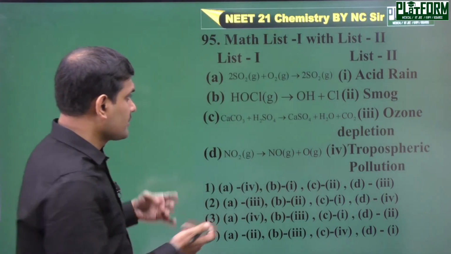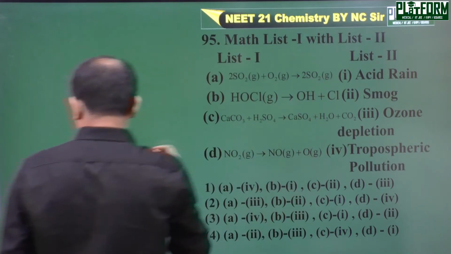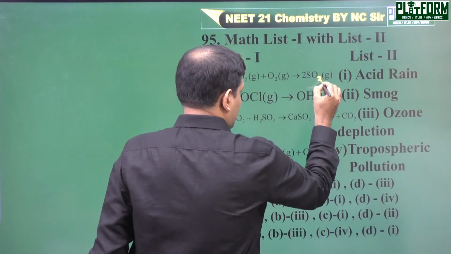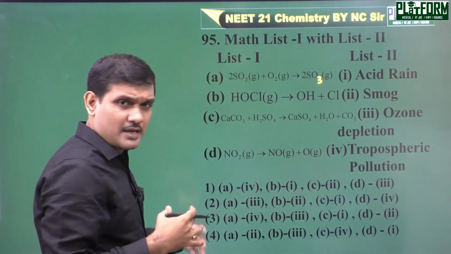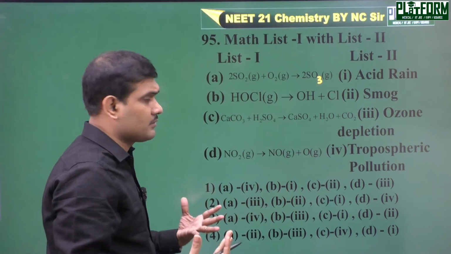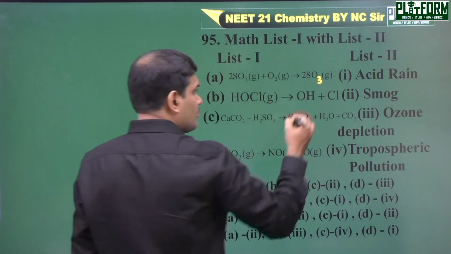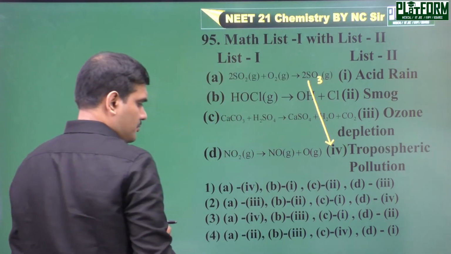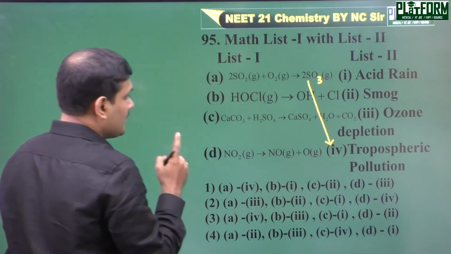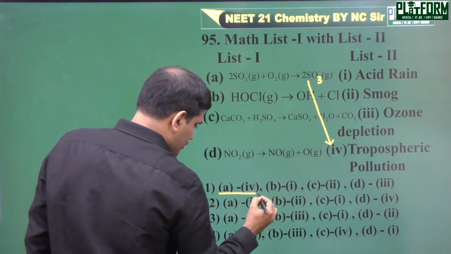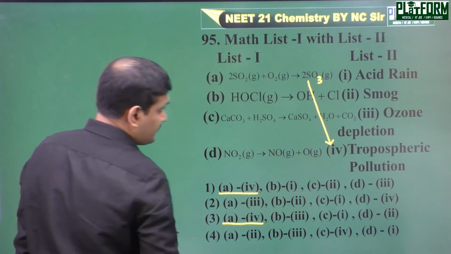Sulfur dioxide reacts with oxygen and leads to the formation of sulfur trioxide. This type of reaction, this conversion of sulfur dioxide to sulfur trioxide, is responsible for tropospheric pollution. So definitely A goes to 4. So A having 4, this will have 2 such options.